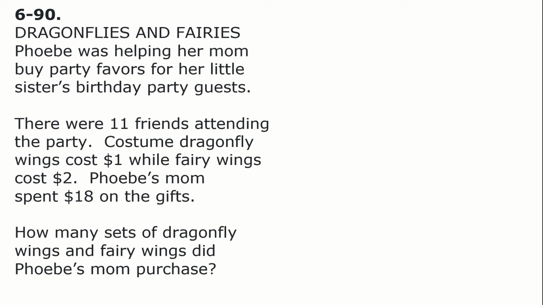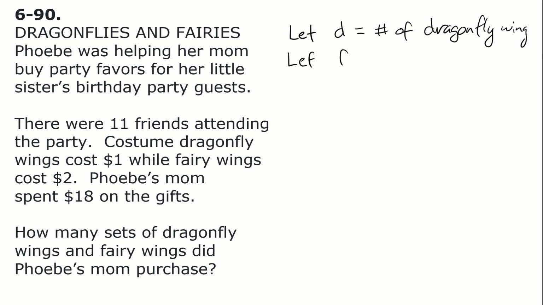When I see this, I immediately think, let's be real clear and write a let statement. I'm going to go with D. I'm going to let D equal the number of dragonfly wings. This is one of, I think, 4 or 5 things I want you to get in your notes today. So let D equal the number of dragonfly wings, and let F equal the number of, you know her as Tinkerbell, fairy wings.